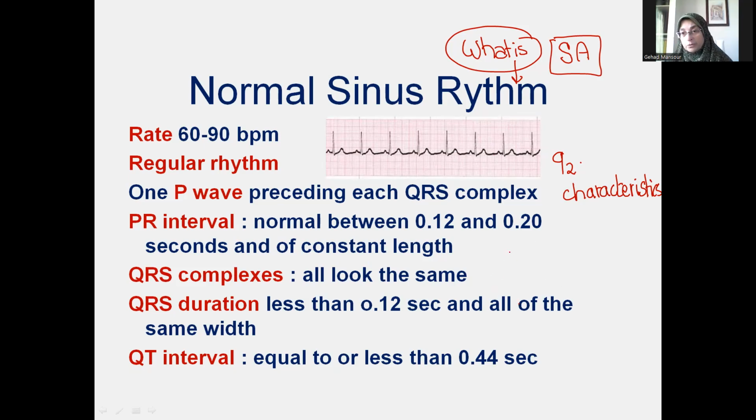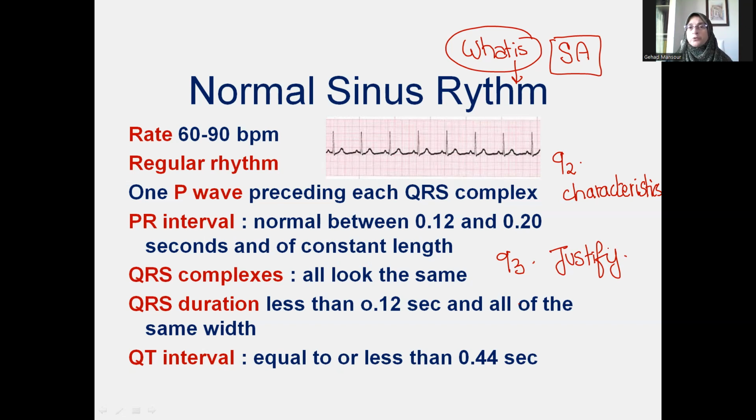Or the question might be like this: what type of rhythm is this? And justify your answer. So if you say that this rhythm is a normal sinus rhythm, and I ask you to justify, then you have to say the characteristics.